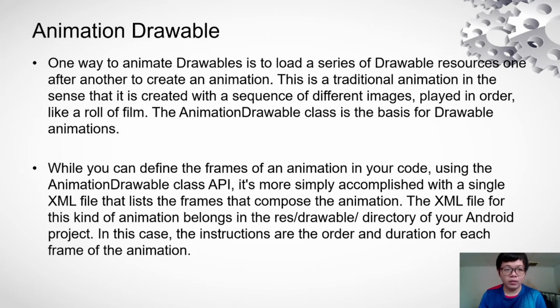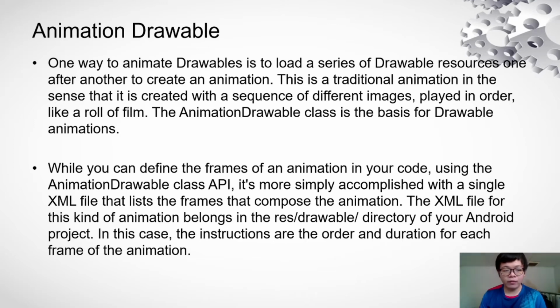Animation drawable. One way to animate drawables is to load a series of drawable resources one after another to create an animation. This is a traditional animation in the sense that it is created with a sequence of different images played in order like a roll of film. The AnimationDrawable class is the basis for drawable animations. While you can define the frames of an animation in your code, using the AnimationDrawable class API is more simply accomplished with a single XML file that lists the frames that compose the animation.